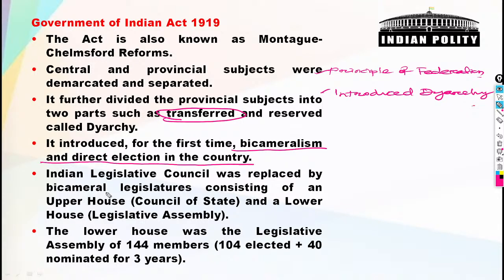The Indian Legislative Council was divided into a bicameral legislature. Today we have a bicameral legislature. The bicameral legislature was called the Upper House and the Lower House. The Upper House was called the Council of States and the Lower House was called the Legislative Assembly, or Central Legislative Assembly.